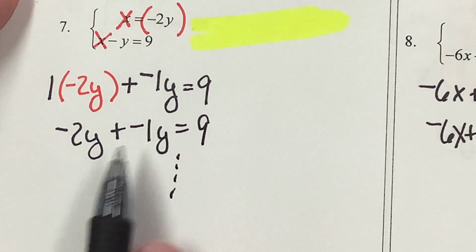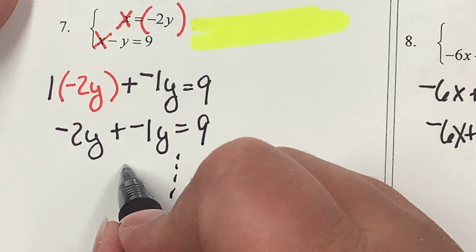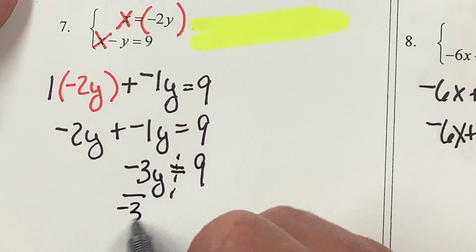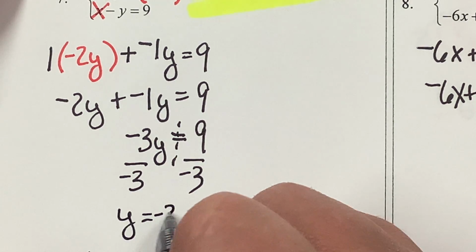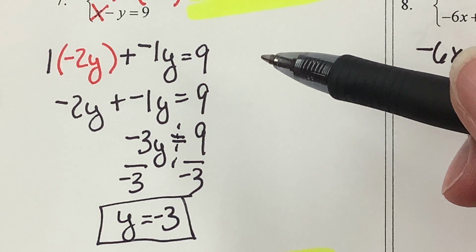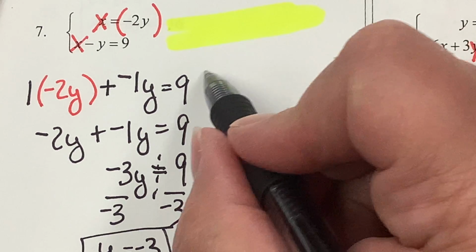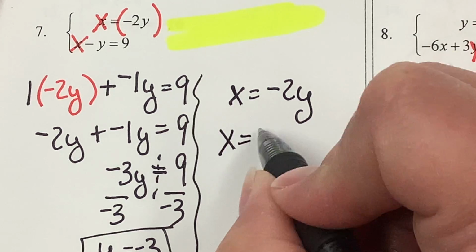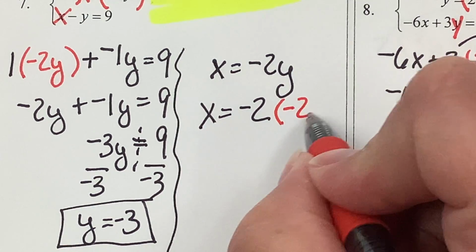Okay, dot, dot, dot, because now they're on the same side, so you're adding the two negatives. Negative 2 plus negative 1 is negative 3y equals 9. Divide by negative 3, divide by negative 3, and y is negative 3. Now I'm just going to double check that I have y's throughout, because you know that's my kind of mistake to make. And now I'm going to go back to this original equation where the x was isolated, and I'm going to use x equals negative 2y, and because I'm substituting, I'm going to put that negative 3 in parentheses and make it red.